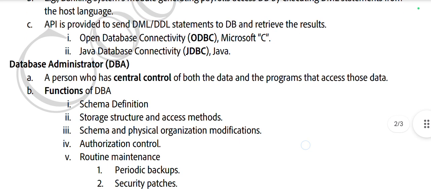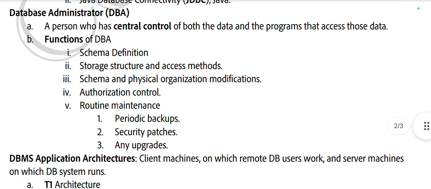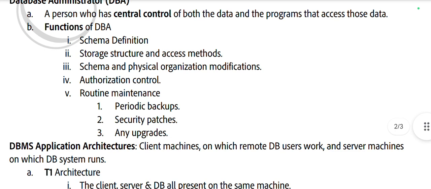Database administrator: I have already discussed the database administrator and the different actors in the database. One of them is the database administrator, a person who controls both the data and the programs that access that data. Functions of the DBA: schema definition, storage structure and access method, schema and physical organization modification, authorization control, routine maintenance, periodic backup, security patch-up, and any updates.